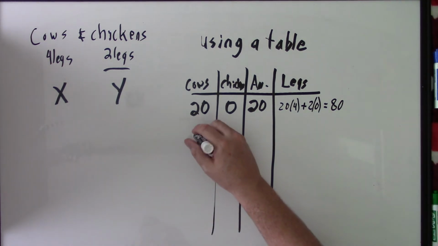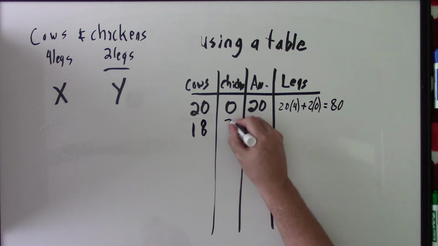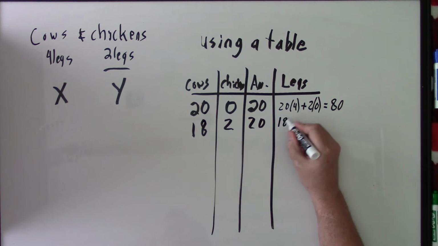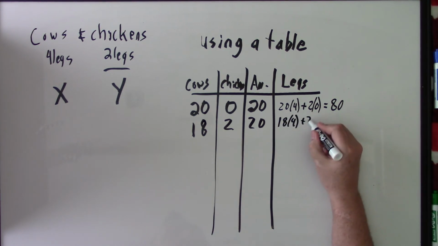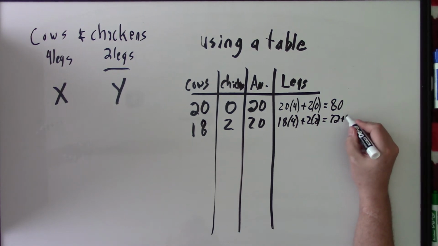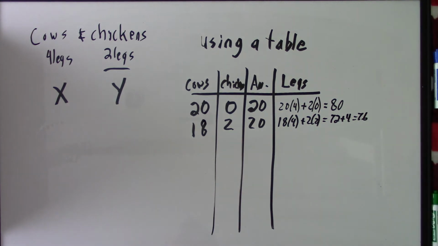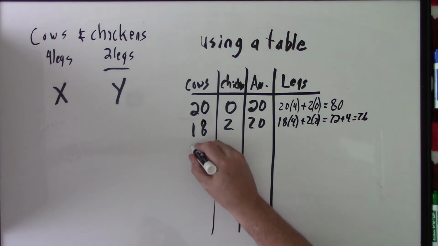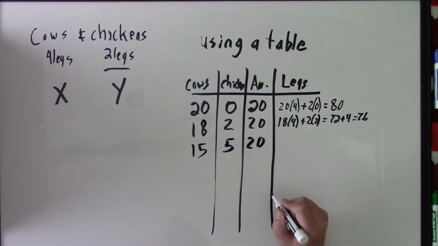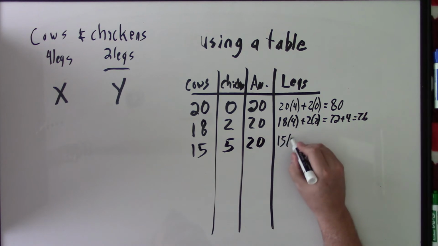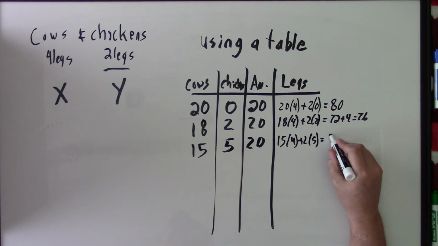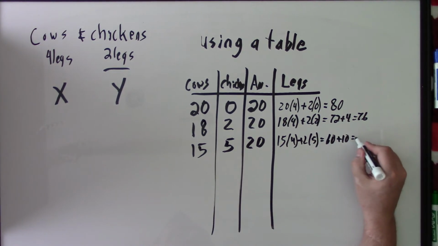So I'm going to jump down and I'm going to say, well, this is 18, then this is 2. So that's 20 animals. So then I have 18 times 4 plus 2 times 2, which is equal to 72 plus 4, which is 76. So I'm getting closer. So now let's go 15. So that means I would have 5 chickens, that's 20 animals. So that's 15 times 4 plus 2 times 5. So that's going to be equal to 60 plus 10, which is 70.